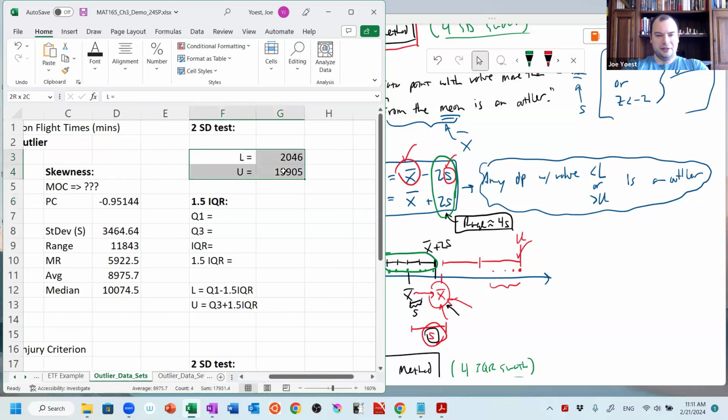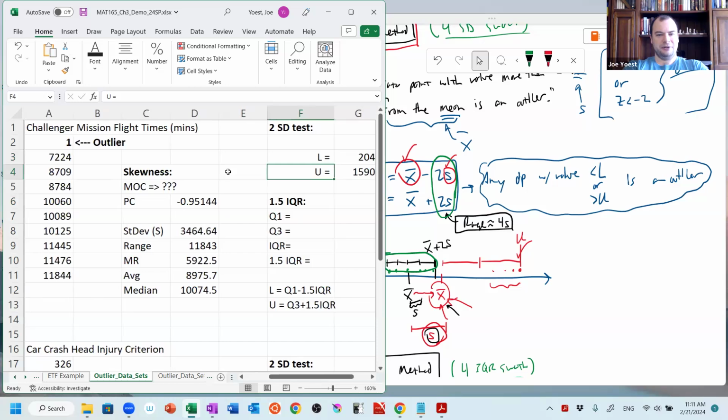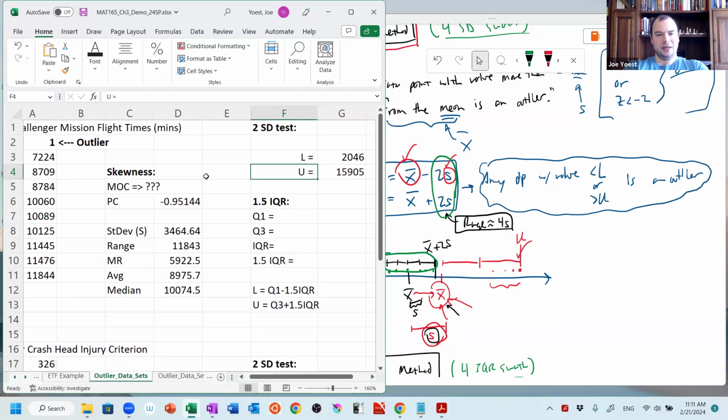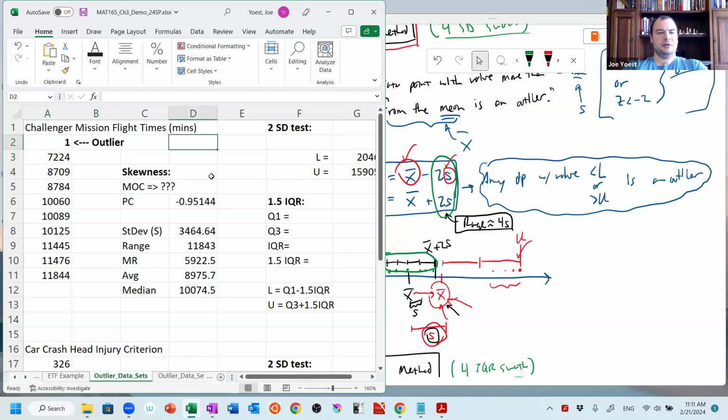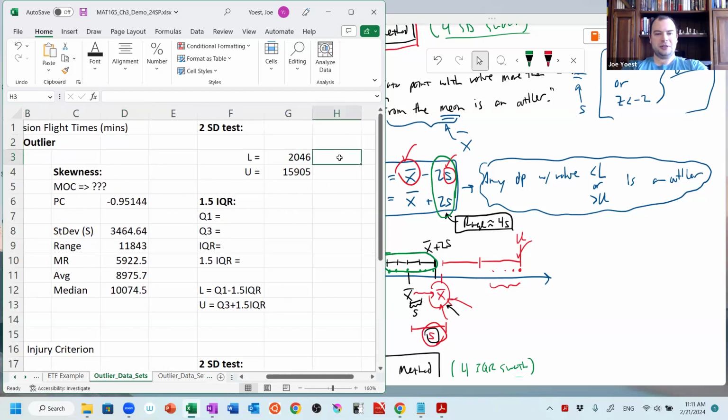So I see a lower bound of 2046 and an upper bound of 15,905. Under the two standard deviation test, any data point with a value less than 2046 or bigger than 15,905 would be considered an outlier. The two standard deviation test does conclude, since 1 is less than 2046, the data point with value 1 is an outlier.